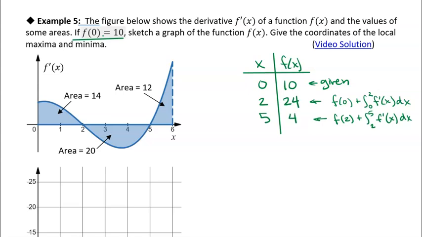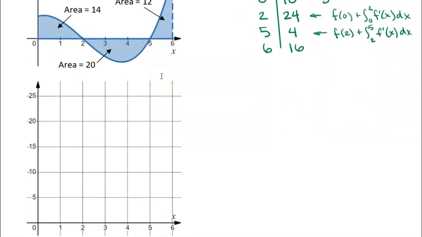Okay. And then finally I'm given one last area here between 5 and 6. So that allows me to find f of 6. And now that's positive area. So I'm going to take f at 5 and add on that area, and I'll get 16, right? 4 plus 12 gives me 16. All right, so that gives me a table of values, right? And now I can come down here to this little graph that I have, and I can plot those points.